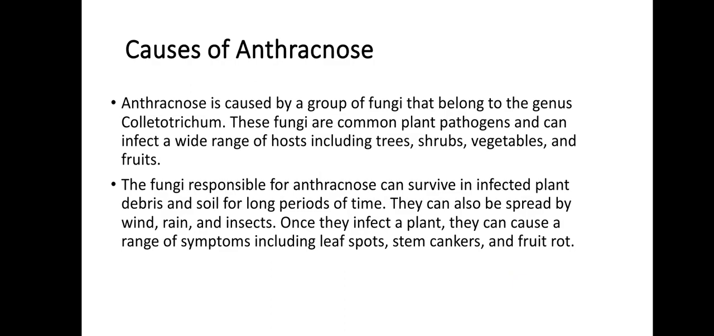Causes of anthracnose. Anthracnose is caused by a group of fungi that belong to the genus Colletotrichum. These fungi are common plant pathogens and can infect a wide range of hosts, including trees, shrubs, and fruits. The fungi responsible for anthracnose can survive in infected plant debris and soil for long periods of time. They can also be spread by wind, rain, and insects. Once they infect a plant, they can cause a wide range of symptoms, including leaf spots, stem cankers, and fruit rot.